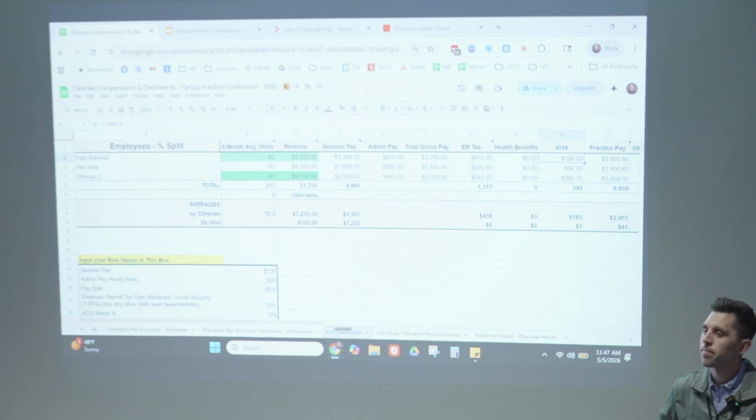Those numbers are based on if the visit is $100 per session, correct? Is that what that is by visit, 100? That's what it's showing right now, yep.